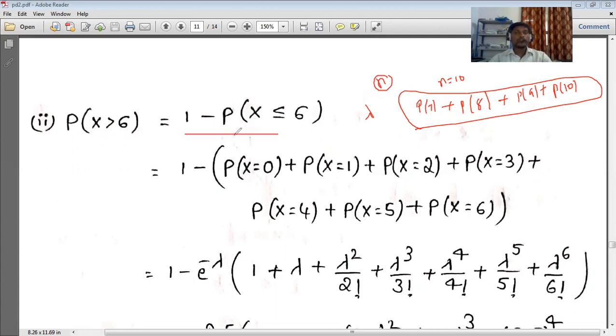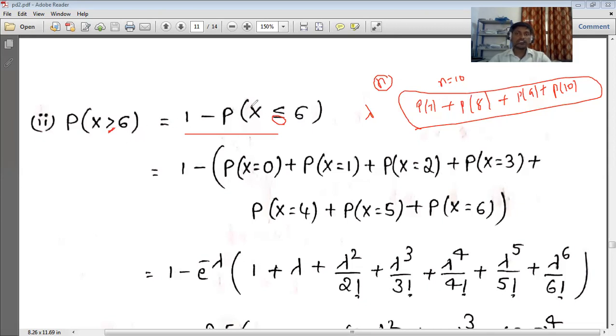Now, P of x greater than 6. Here there is no equal to, so for that we simply need to include it. Please take care of that when you are writing this. With anxiety, people make mistakes. So P of x greater than or equal to 6 they may give, or just greater than 6 they may give. You need to identify. So here it is greater than 6.